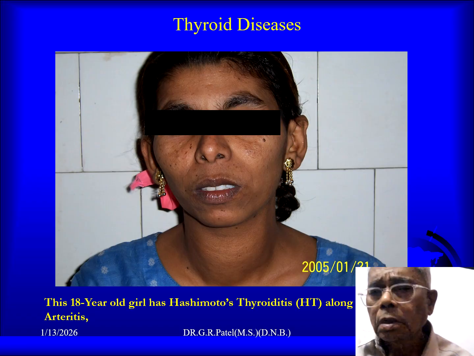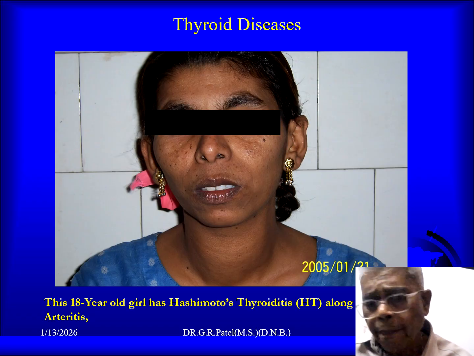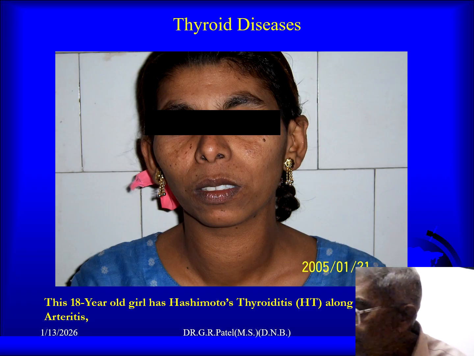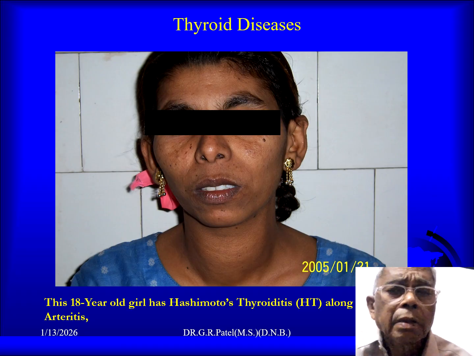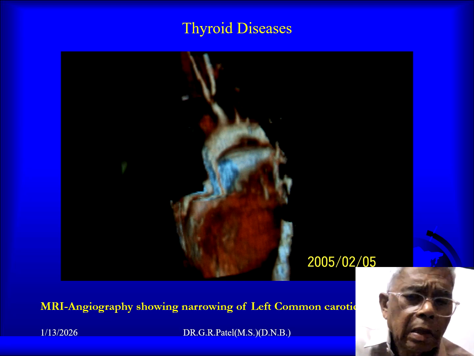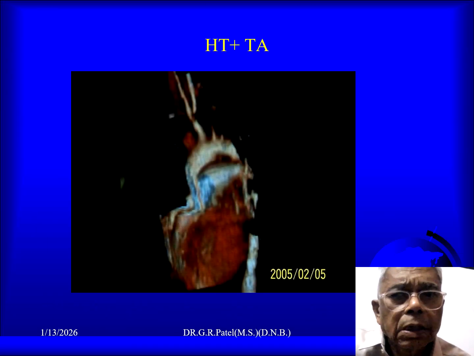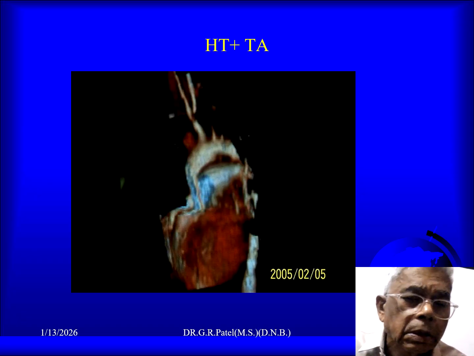This is Hashimoto's thyroiditis with pulseless disease or Takayasu arteritis. MRI angiography showing narrowing of the left common carotid artery in this patient. Hashimoto's thyroiditis with Takayasu arteritis.